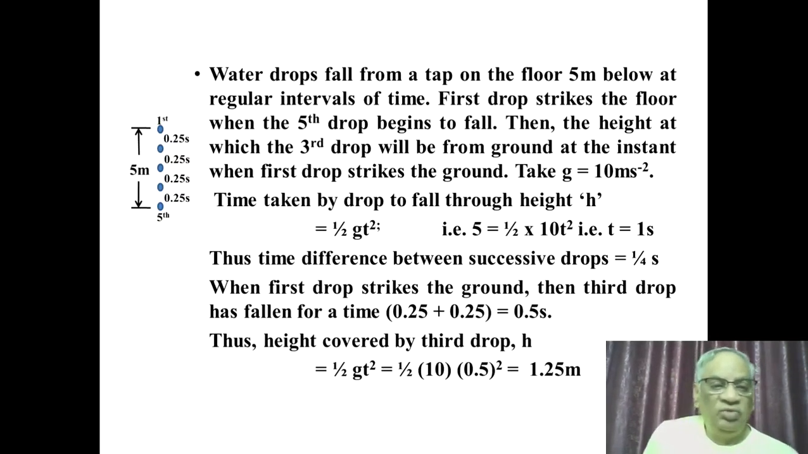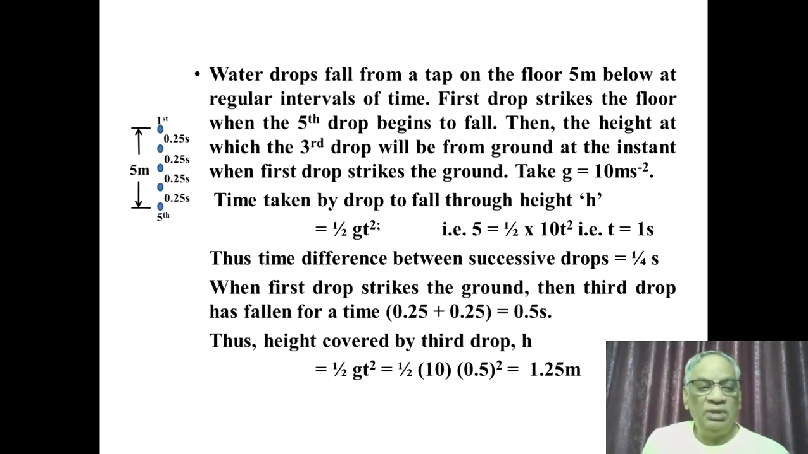Now, another interesting phenomenon. Water drops fall from a tap on the floor 5 meters below. The tap is at a height of 5 meters, and water droplets are dropping at regular intervals of time. The condition given is: the first drop starts and then comes and touches the ground. By the time the first one reaches the ground, the fifth drop is ready to fall. Then find the height at which the third drop will be from the ground at the instant when the first drop strikes the ground. That means when the first drop strikes the ground, the fifth drop is already at the top, at the tap head. In between, the second, third and fourth drops, as shown in the figure, three more drops are traveling towards the ground.